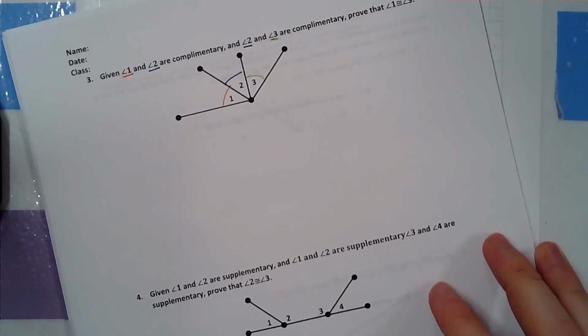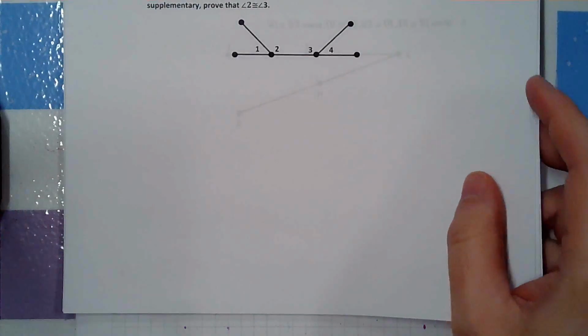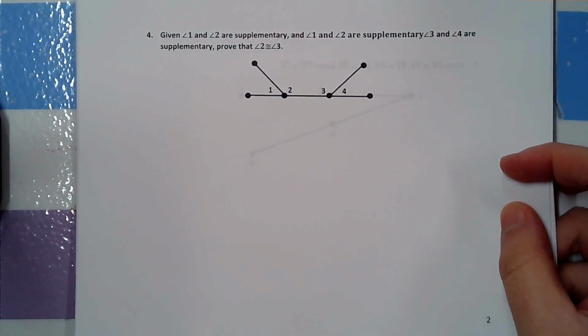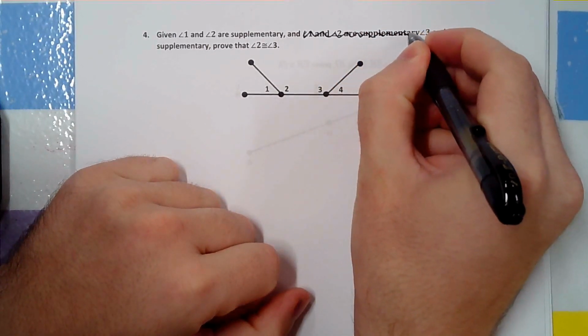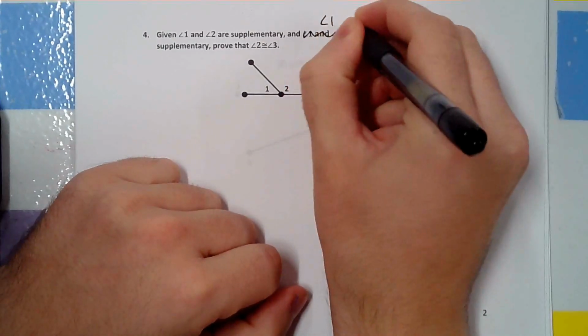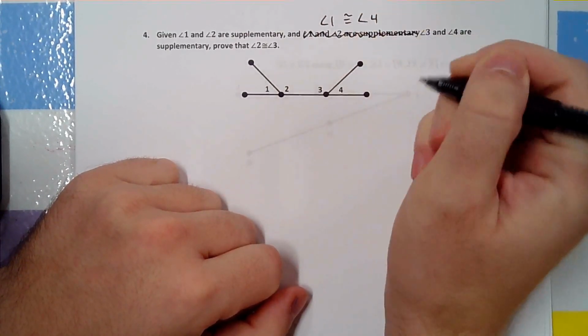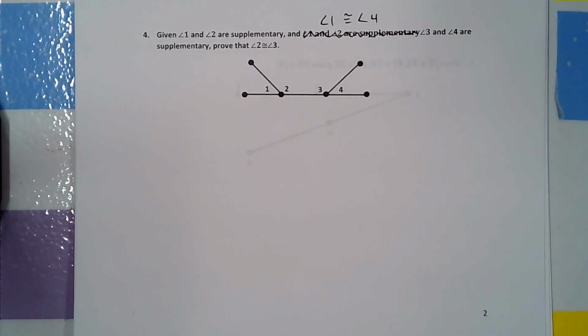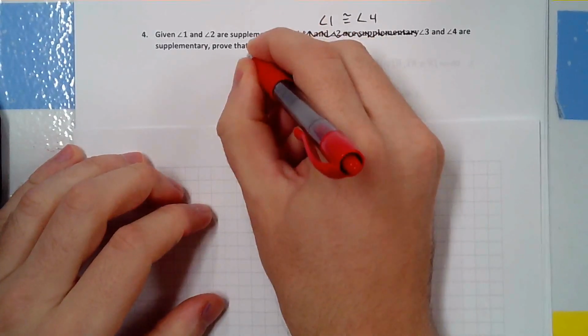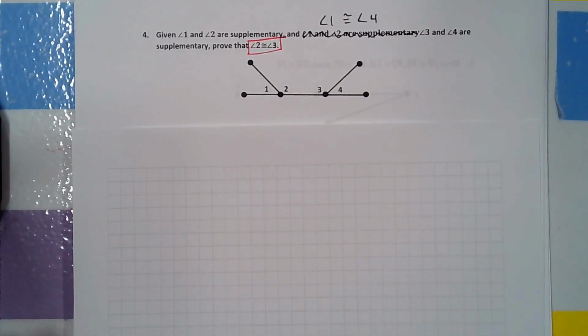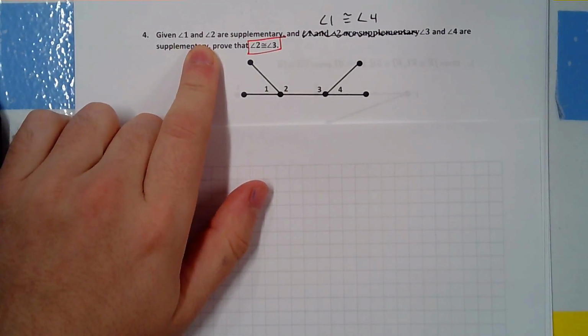So number 4, it's really the same thing. It's just we're talking about supplementary. We have an amendment, if you weren't here the other day. This should read angle 1 is congruent to angle 4. So given this information, how do we prove it, right? Well, again, our goal is to get to here: angle 2 and angle 3 in the same equation. Hopefully they'll be congruent, right? That's the whole point. 1 and 2 are supplementary, so they're going to be together in some way.